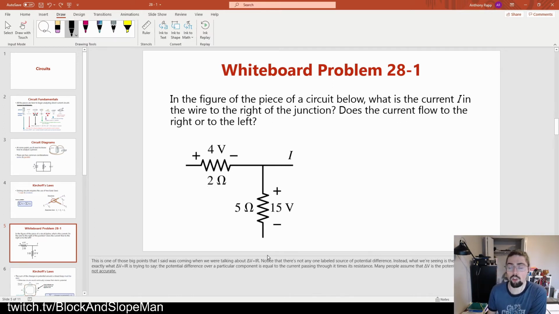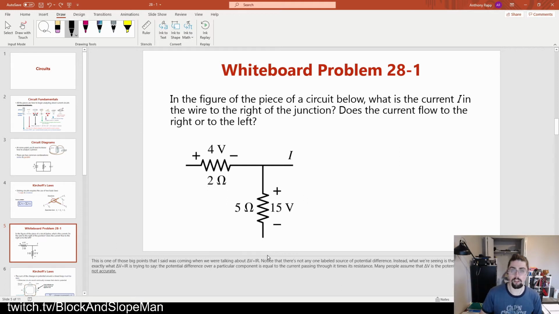The potential difference over this resistor is 4 volts. The potential difference over this resistor is 15 volts. And the direction of that potential difference, it's higher on this side and lower on this side. So I just want to draw your attention to that, make sure that what that's trying to say here is understood. But anyways, we know what conservation of current looks like.